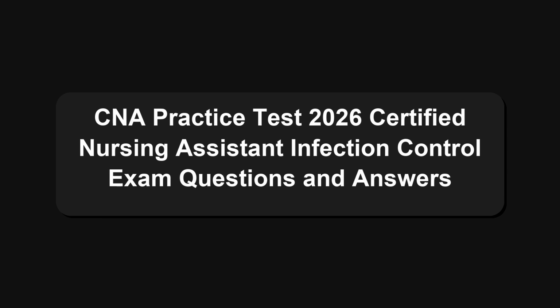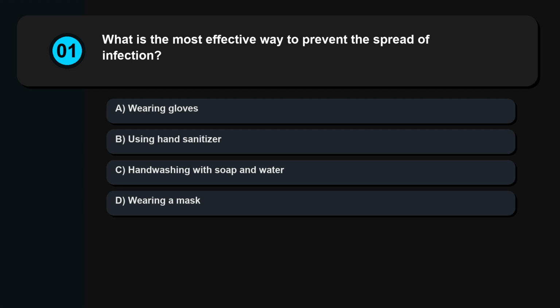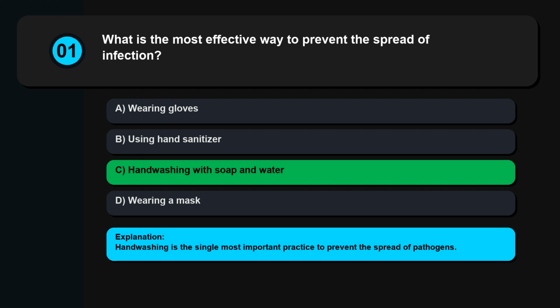CNA Practice Test 2026. Certified Nursing Assistant Infection Control Exam Questions and Answers. Question 1. What is the most effective way to prevent the spread of infection? Wearing gloves, using hand sanitizer, hand washing with soap and water, wearing a mask. Hand washing is the single most important practice to prevent the spread of pathogens.